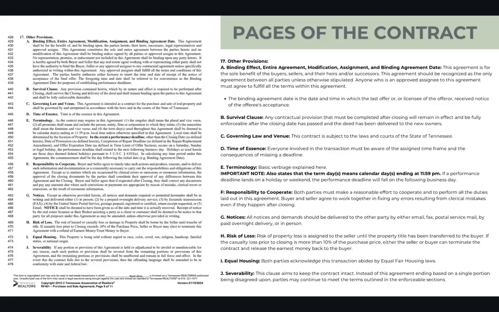Equal housing. So both parties acknowledge this transaction abides by equal fair housing laws. And severability. This clause aims to keep the contract intact. So instead of this agreement ending based on a single portion that might be disagreed upon, the parties may continue to meet the terms outlined in the enforceable sections.